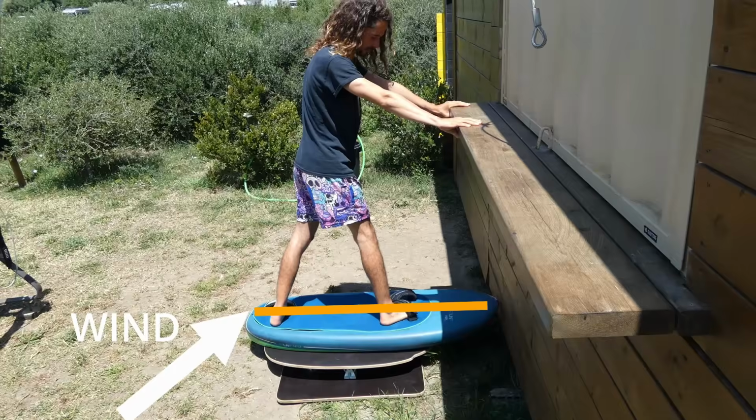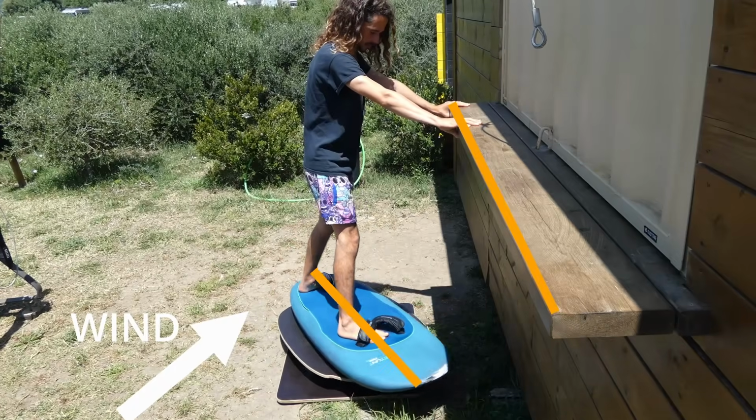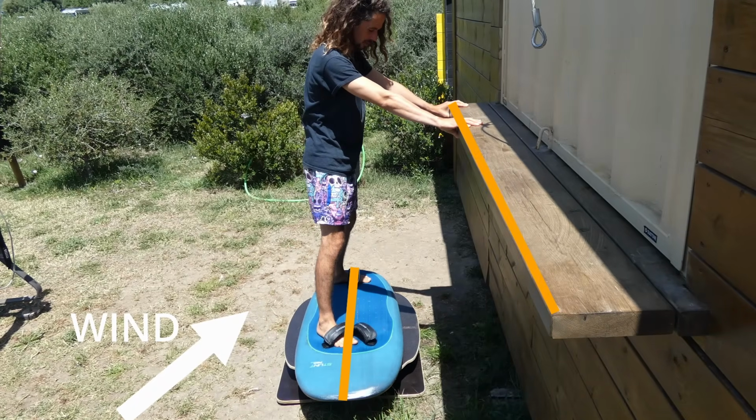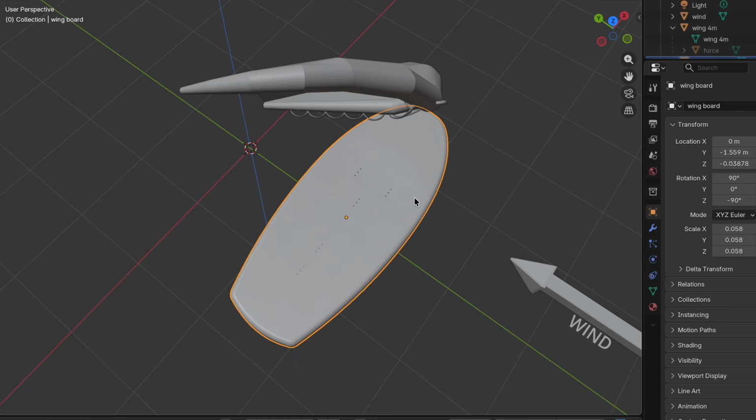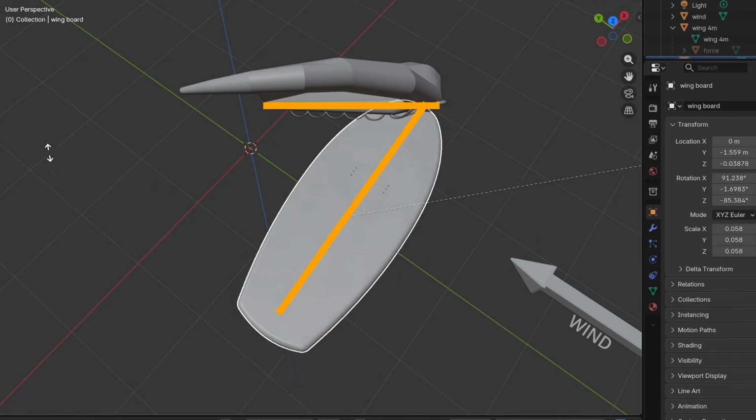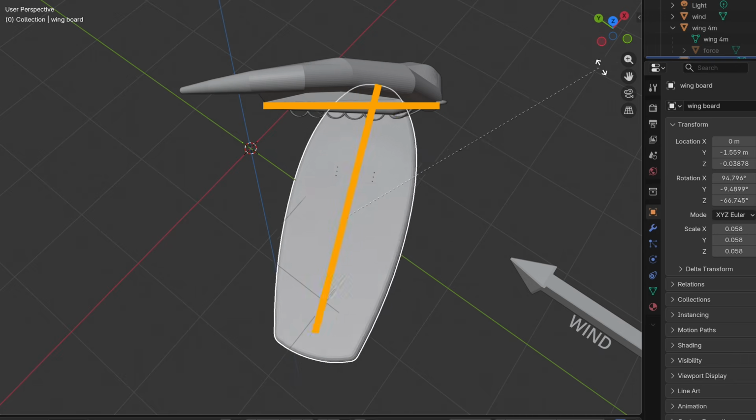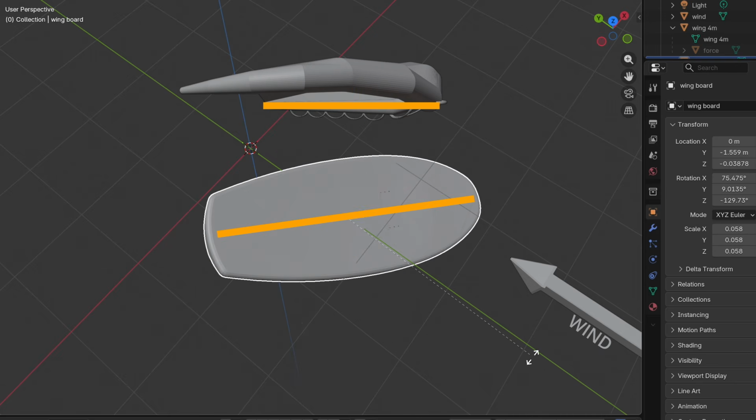Notice the relationship between the counter and the board. This holds true also in the water. When the boom is at this angle with the board, you're going crosswind. Here you're going downwind, and here you're going upwind.